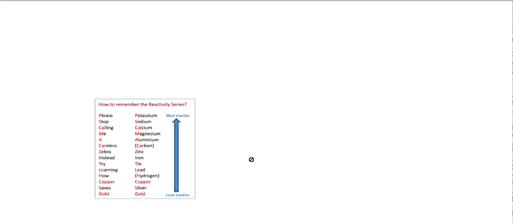So, the reactivity series tells us whether a reaction will take place. It tells us that potassium will displace anything below it. Sodium displaces anything below that and therefore cannot displace potassium. Calcium displaces anything below that and therefore cannot displace sodium or potassium, and so on. And here you have a mnemonic to help you remember the order of these.